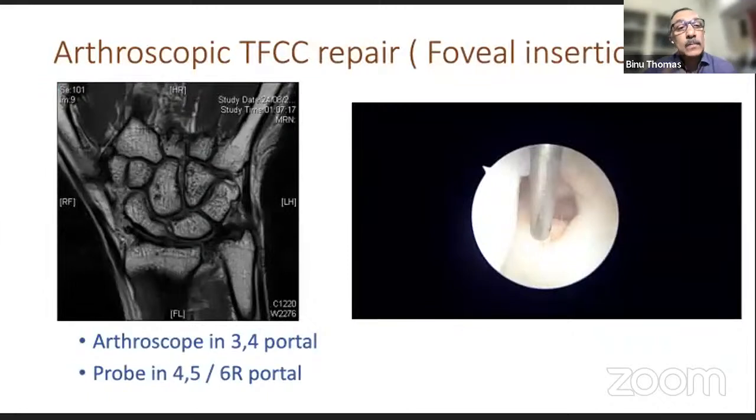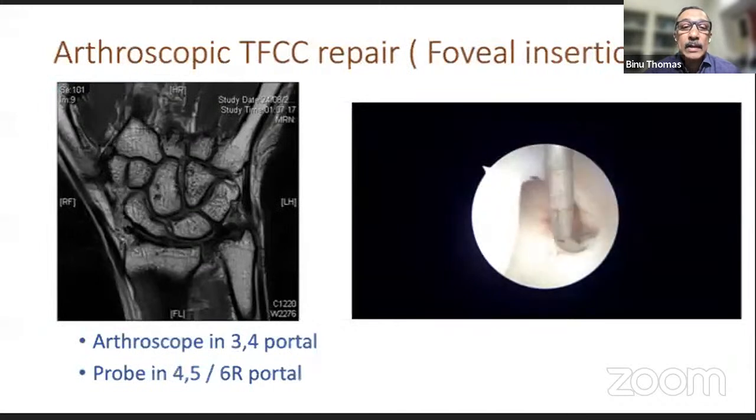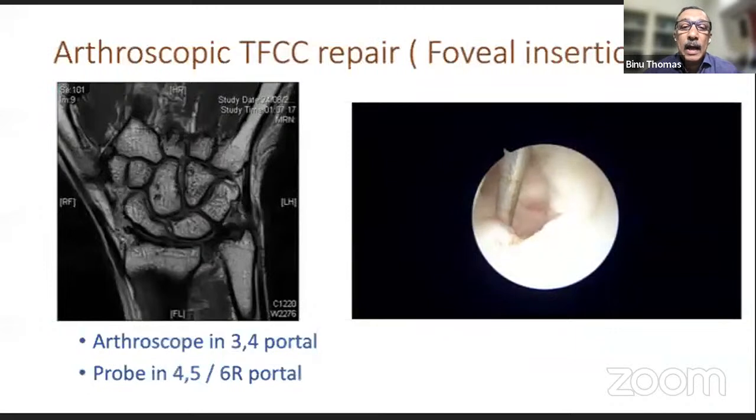Similarly, that was open. Then arthroscopic TFCC repair, again, this is what we do. We go through the 3-4 portal with the probe in the 4-5 and the 6R portal. That's the hook test. We are hooking to see if there is a foveal avulsion. So that confirms the foveal avulsion.